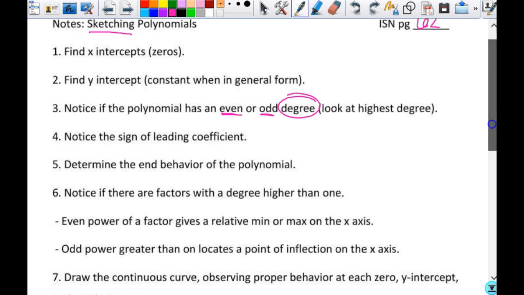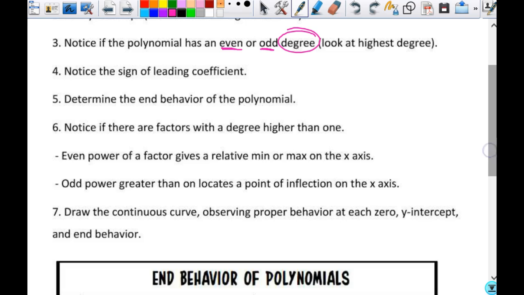Notice the sign of the leading coefficient. We want to know if it's positive or negative. And determine the end behavior. We'll look more at end behavior here in just a second. Notice if there are factors with a degree higher than 1, okay, because there'll be some that look like this.